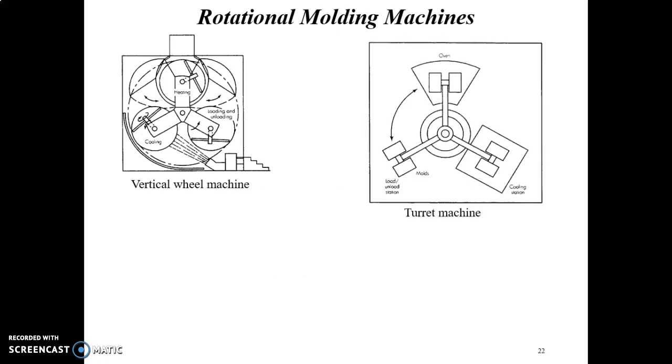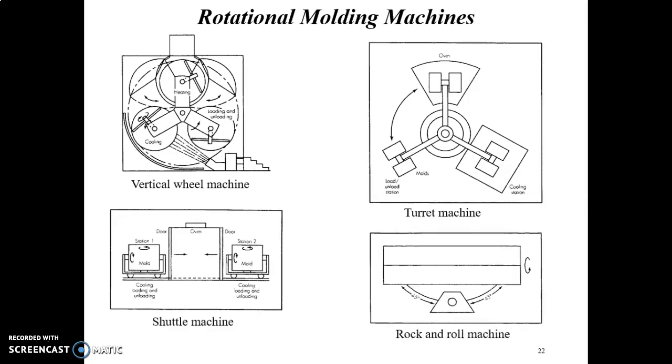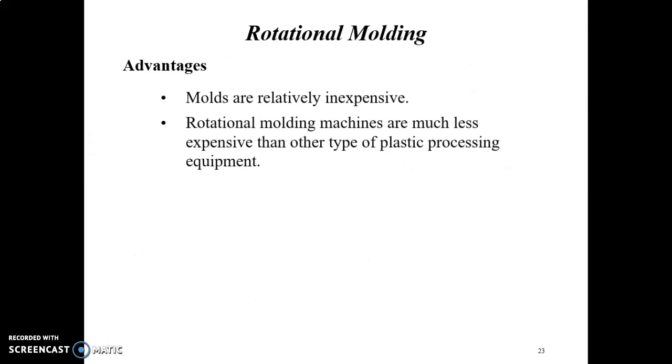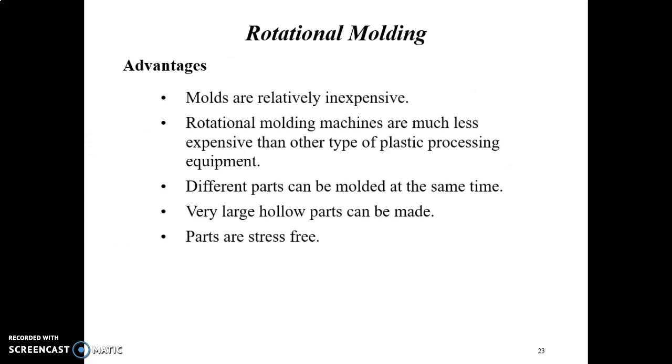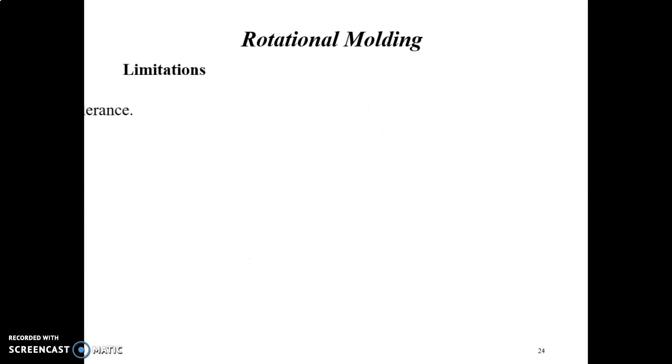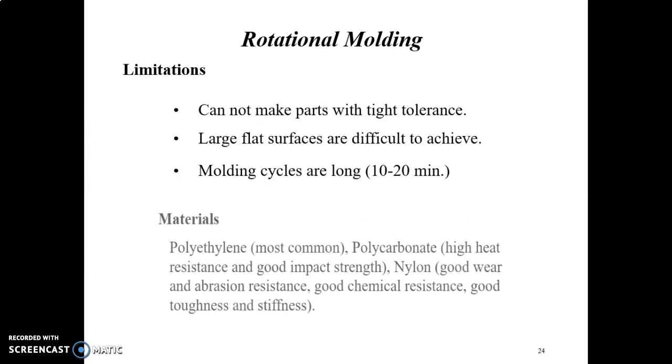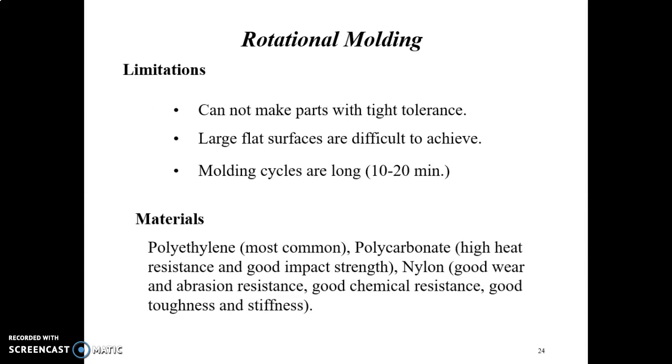Okay, vertical wheel machine, double machine. Some advantages of rotational molding and the limitations. Okay, you can read and go through it by yourself. So material: polyethylene, PC, nylon is good chemical resistant, abrasion, good toughness and stiffness, and it is suitable to use by rotational molding.